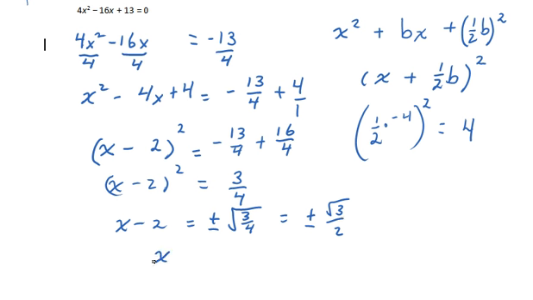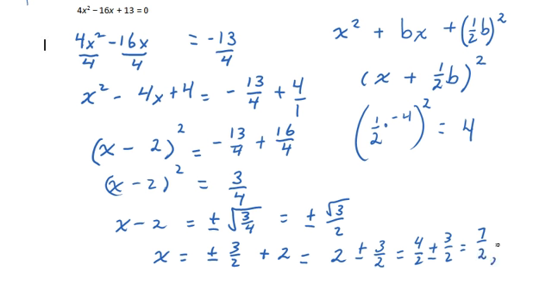Now, if I add 2 to each side, I get plus or minus root 3/2 plus 2. Now, usually we don't do this because the 2 is always added, and then we add a plus or a minus root 3/2. So in order to avoid confusion, we write this as 2 plus or minus root 3/2. This is the same as 4/2 plus or minus root 3/2, which gives us 7/2.